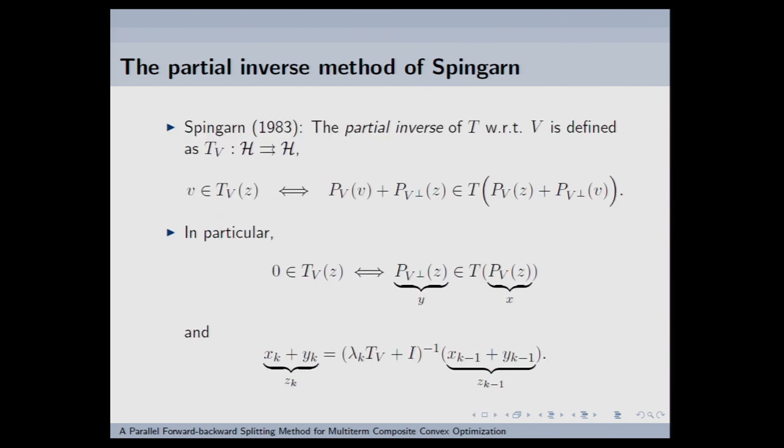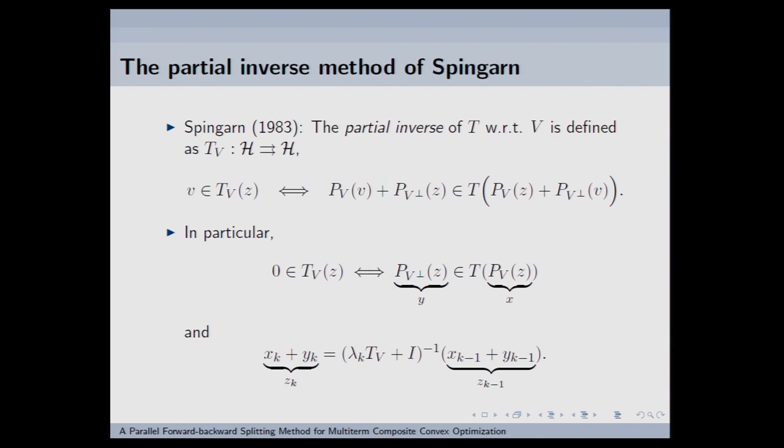And so how did Spingarn arrive at this, in these proximal-like methods and so on? He proposed this partial inverse operator of a monotone operator. This is a definition. This equivalence means a definition. So we have a maximal monotone operator T and V. We define the partial inverse of T with respect to V. So our point is in the graph if and only if this inclusion holds. So we are exchanging the projection to the orthogonal complement. Just this, because z decomposes as the P of V z plus P perp of V z. But now we have P perp of z.